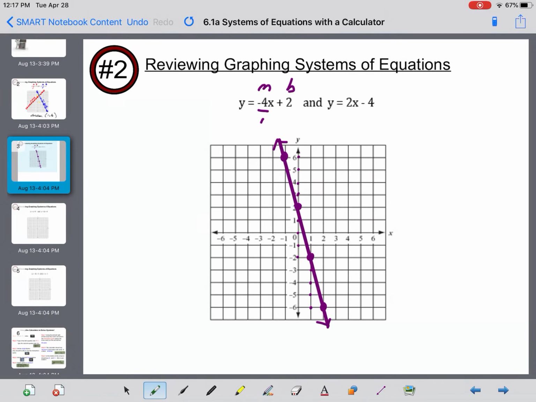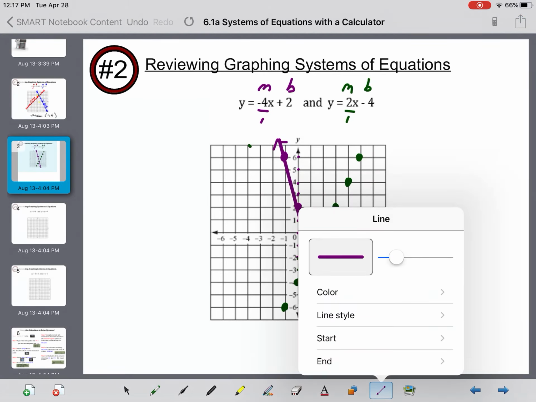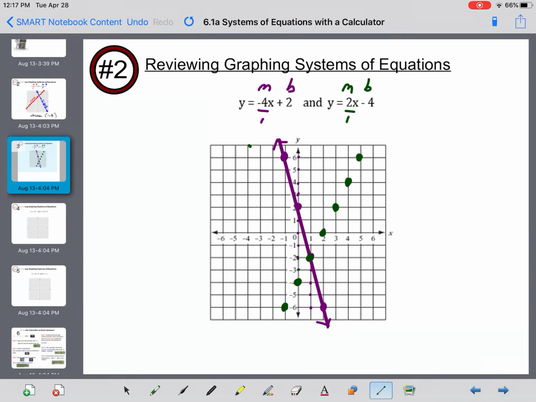Okay. Our second equation, my m, or our slope, is 2 over 1, and our b value is a negative 4. So put your first point at negative 4 on the y-axis. Slope tells me to go up 2 and to the right 1. There's our intersection point. Follow that pattern. And when we can't go up and to the right, you go down and to the left. Connect our points.